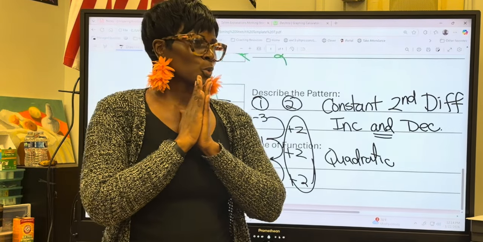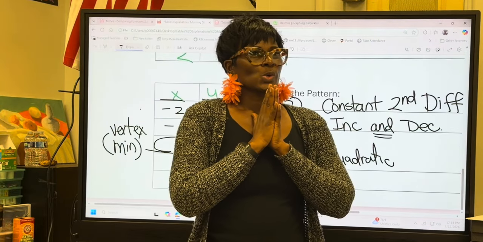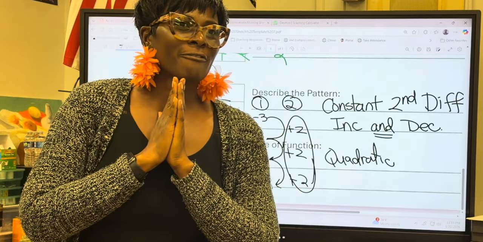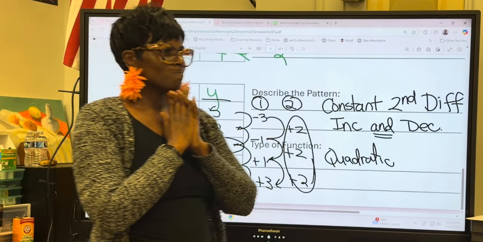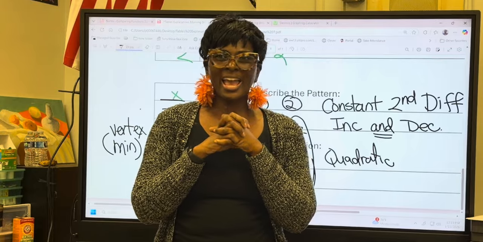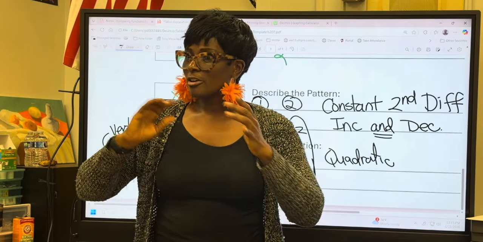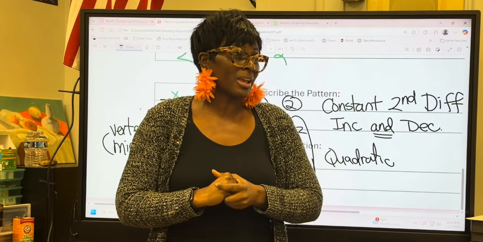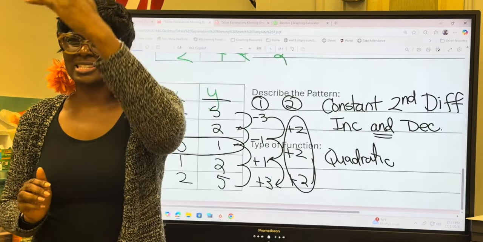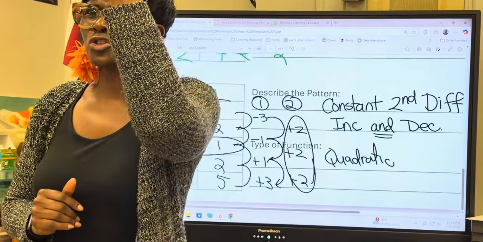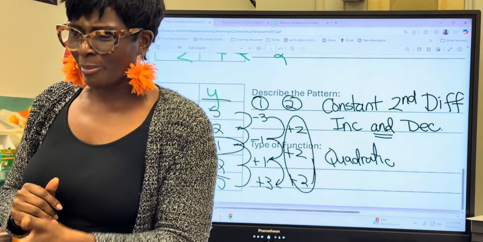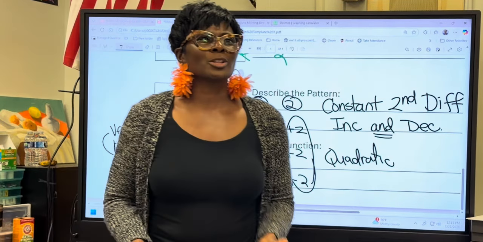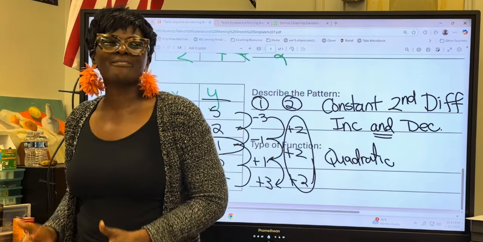How do we know if from a table that a function is linear? It has a constant what? First difference. When I subtract the first time, all of them the same, that's linear, right? I start off and it's linear, and then it switches. It goes from +2 to -2. What is that? Absolute value.